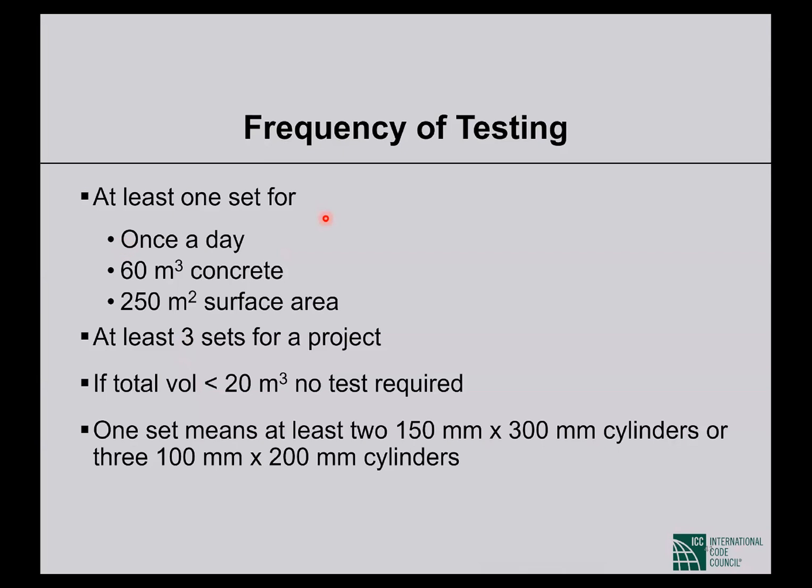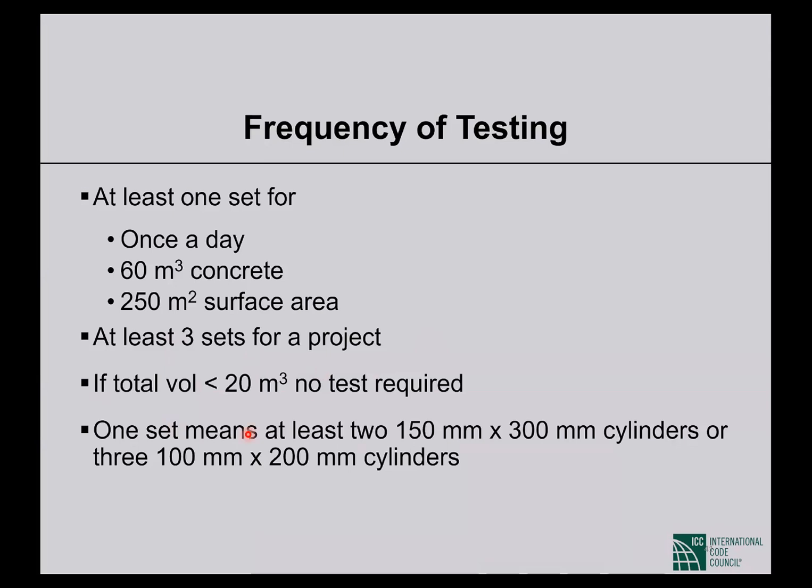This is given there. At least once, this is from ACI 318, at least one set once a day. If you're casting in the whole day, you have to take at least one set of cylinders. For every 60 meter cube of concrete, if you're casting more than that, you have to take more sets of samples. And if the surface area is more than 250 meters square, then you have to take more sets of samples. For a project, there should be at least 3 sets of cylinders.